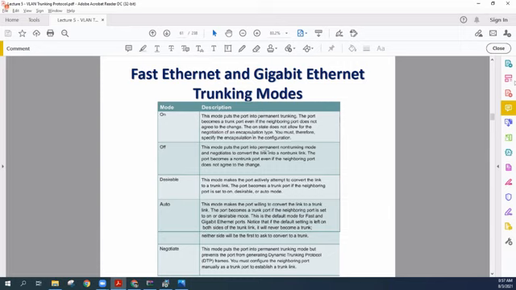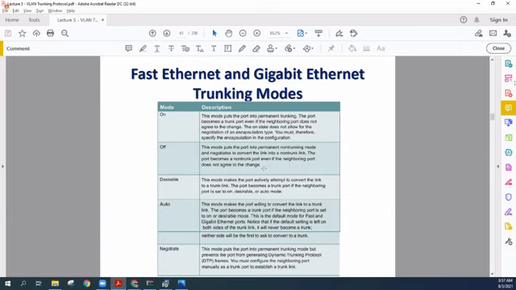Off means the mode puts the port into permanent non-trunking mode and negotiates to convert the link into a non-trunk. The port becomes a non-trunk port even if the negotiating port does not agree to the change.